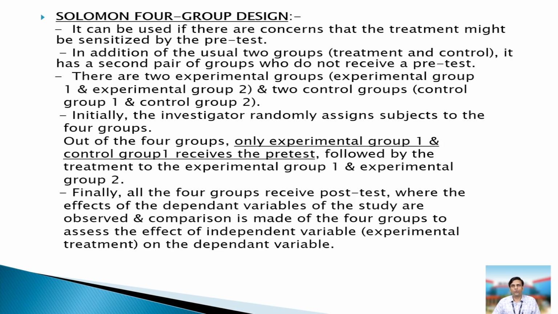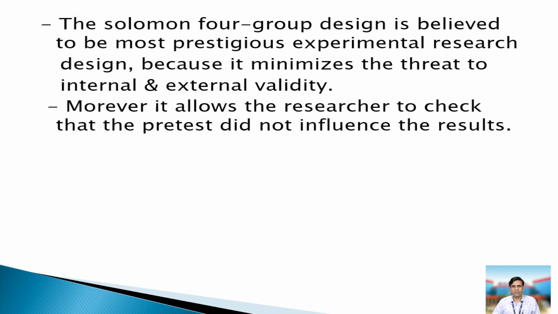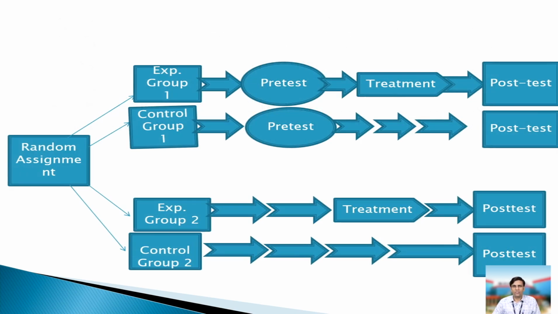This design is believed to be the most prestigious experimental research design because it minimizes the threat to internal and external validity. Moreover, it allows the researcher to check that the pretest did not influence the results. If we see the diagram of this type of research design, we can see that through random assignment, subjects are divided into 4 groups: experimental group 1, control group 1, experimental group 2, and control group 2.